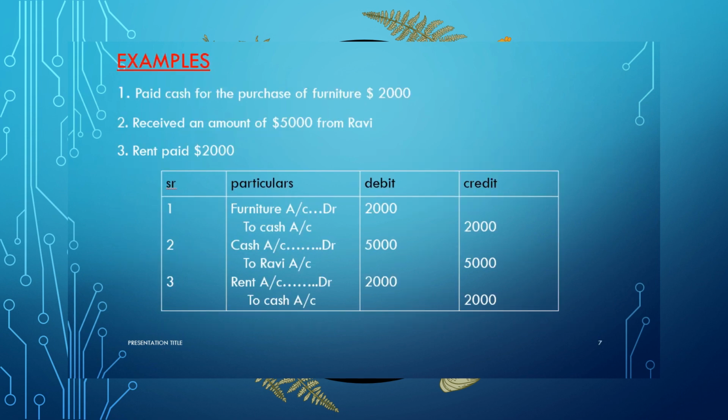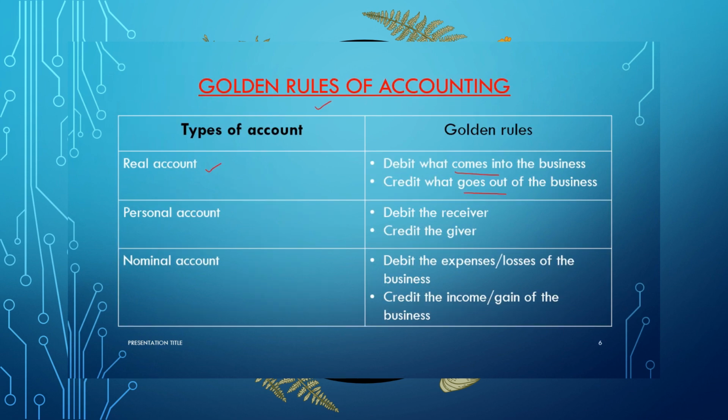Paid cash for the purchase of furniture. Now, what they're saying here is that they're paying cash for the purchase of furniture. Furniture is a fixed asset, so it affects the real account. So, here two accounts get affected. First is the furniture account, because we are purchasing the furniture. In return, we are paying cash, so the second account affected is the cash account. Here the rule is debit what comes in and credit what goes out. So furniture account is being debited and cash account is being credited for rupees 2000. So this is real account.